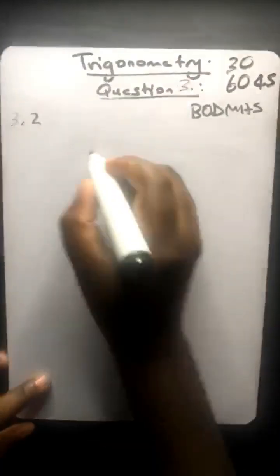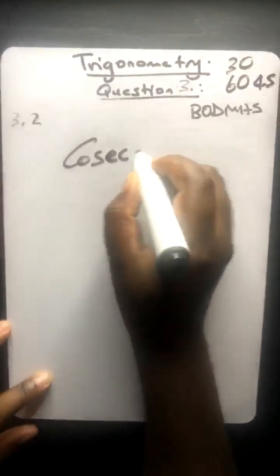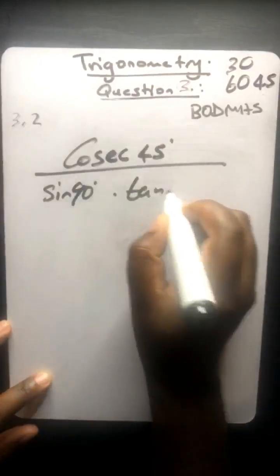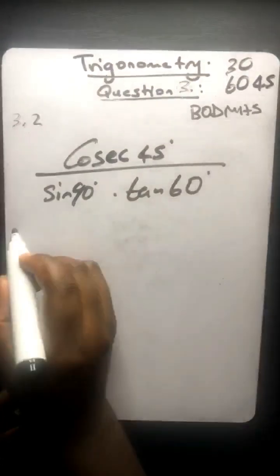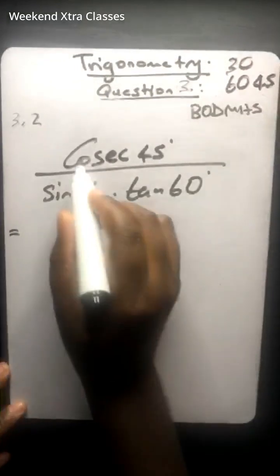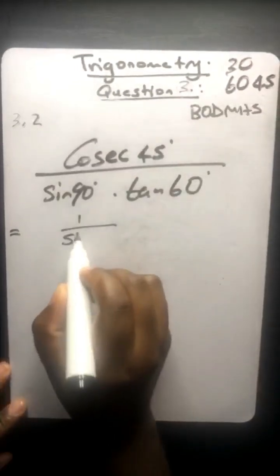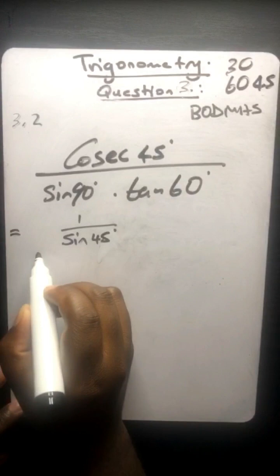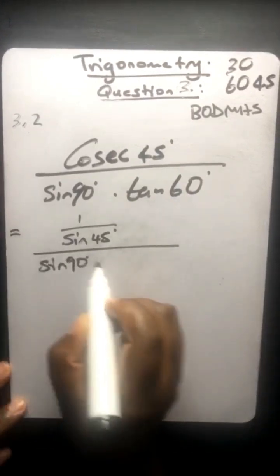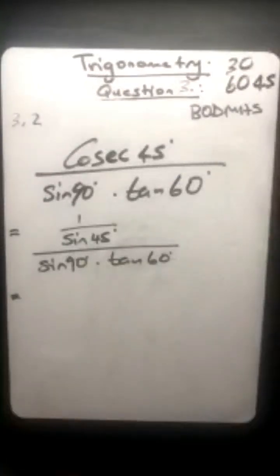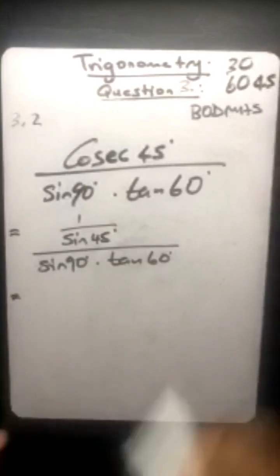But most importantly, let me say, here we have cosec 45. This is that next question. And then we have sine 90 degrees times tan 60 there. So very quickly, how you work out this problem, you will need to remember your special angles, where you know that here you actually have 1 over sine of 45 degrees, and then you can say the whole of that divided by sine of 90 degrees times tan of 60 degrees, which means let's see your special angles.